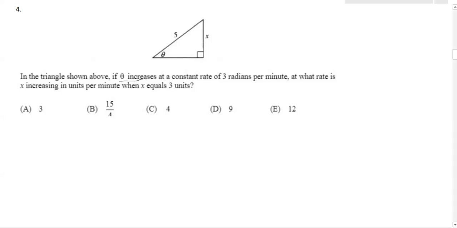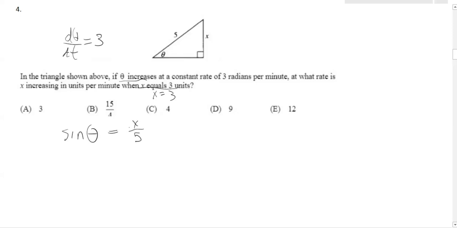So right here, they told us d theta dt is 3. The moment that they're talking about is when x equals 3. Now, we're not going to plug that 3 in until after we differentiate. So we want to set up an equation that relates the quantities involved. I have an angle, the opposite, and the hypotenuse of a triangle. So I'm going to use sine theta, which is equal to x over 5.